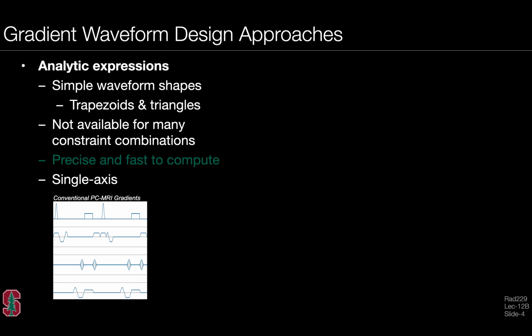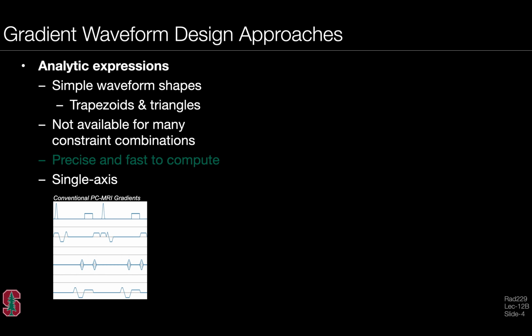Gradient waveform design approaches can be broken down into at least 2 categories. The first includes so-called analytic expressions, that is, algebraic expressions that take into account all of the considerations required in terms of gradient amplitudes and hardware constraints. These lead to simple waveform shapes that are typically trapezoids and triangles, and in fact they're not available for many constraint combinations, which makes this approach somewhat limited.